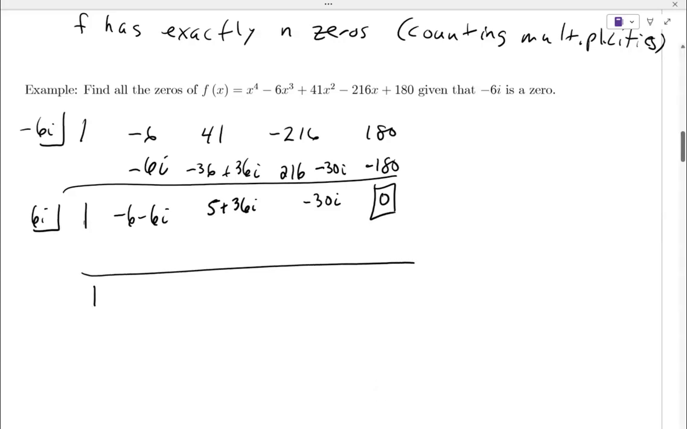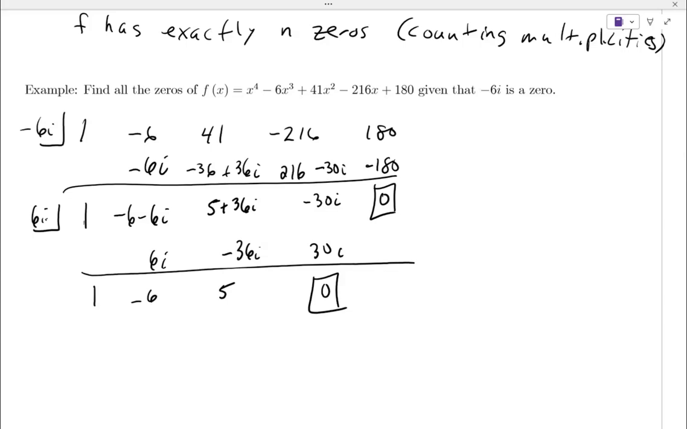Bring down the 1. 1 times 6i is 6i. What happens now when you add? Yeah, the i's cancel. You just get a negative 6, right? Negative 6 times 6i is negative 36i. What happens again? They cancel out. We get a 5. 6i times 5 is 30i, and that gives us 0.